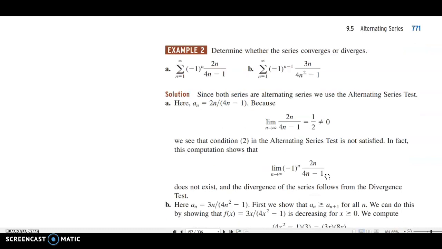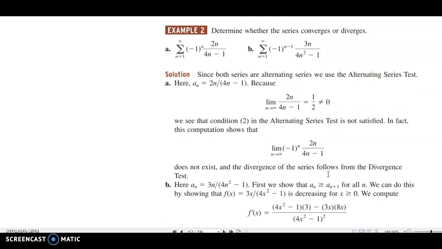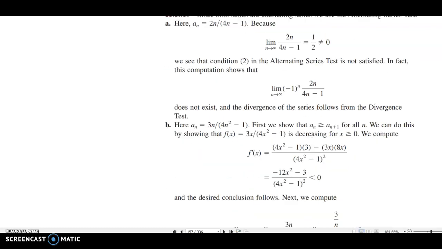This computation shows that the limit of minus 1 raised to n, 2n divided by 4n minus 1, does not exist, and the divergence of the series follows from the divergence test, because the limit of this is not equal to 0. By the divergence test, we can say that this does not converge. Next, a_n is equal to this one.